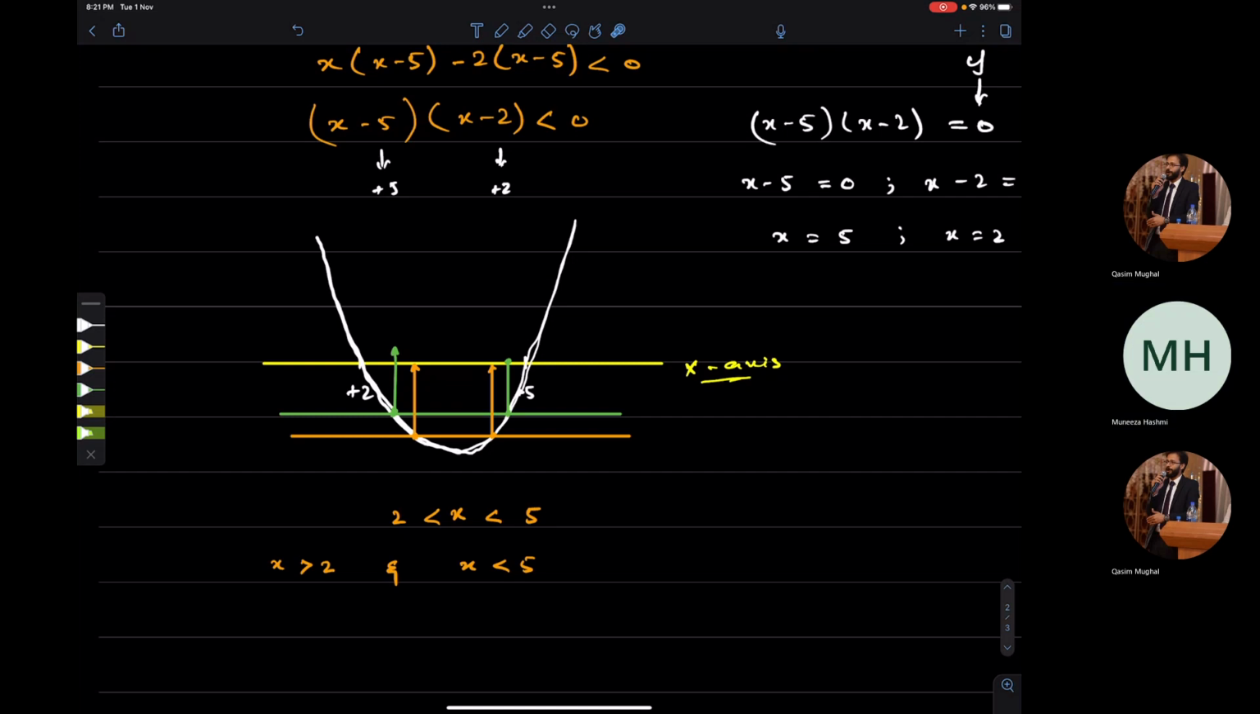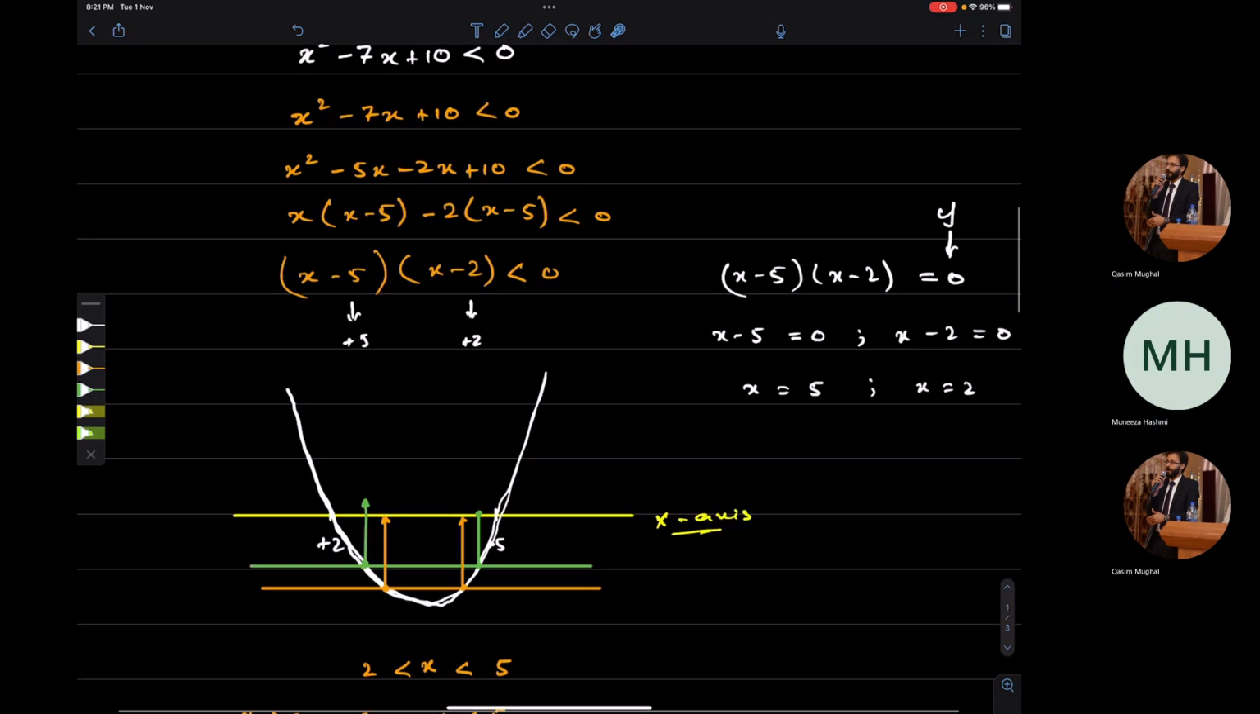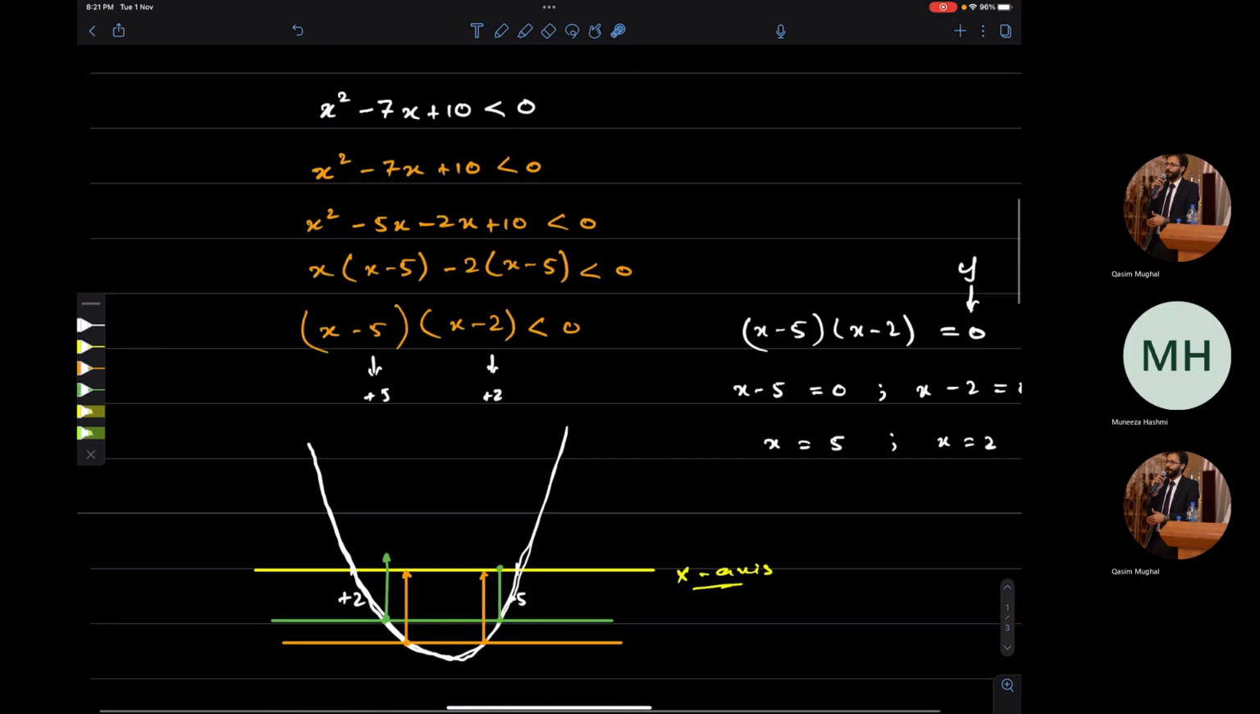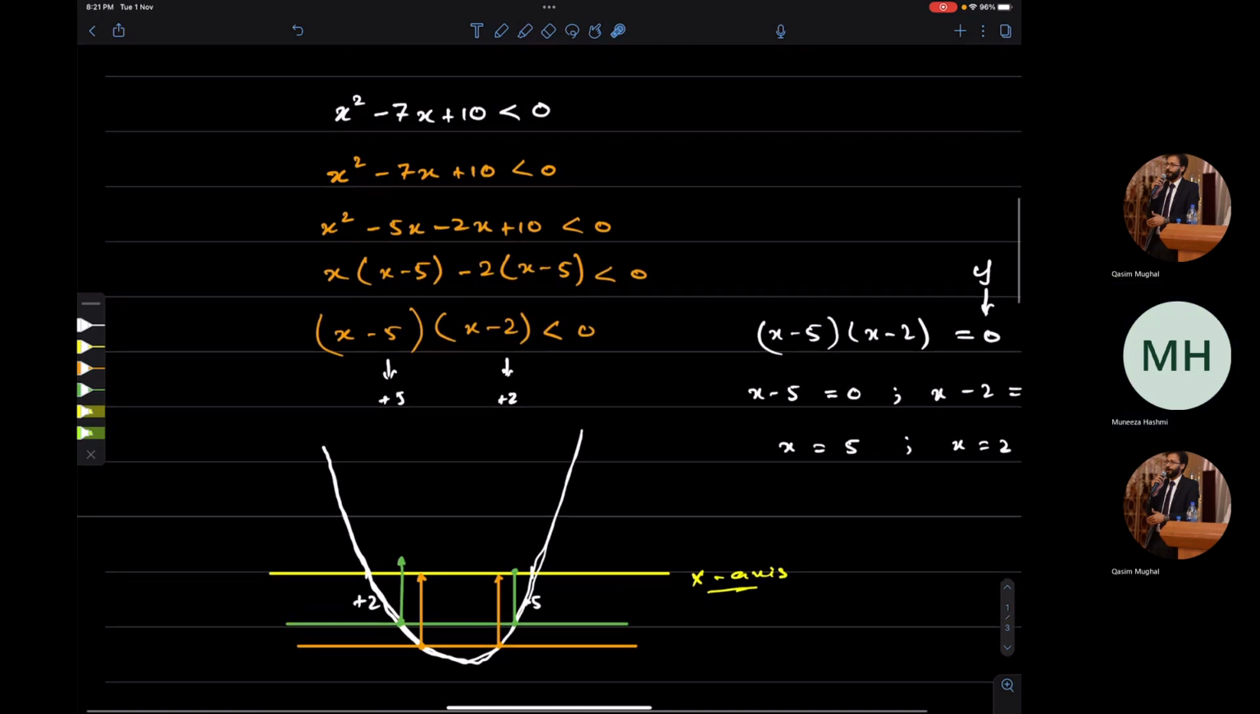Yes, sir. Okay, now I'm going to take the very same example, but this time I'm going to change the inequality. So I'm going to copy this down.